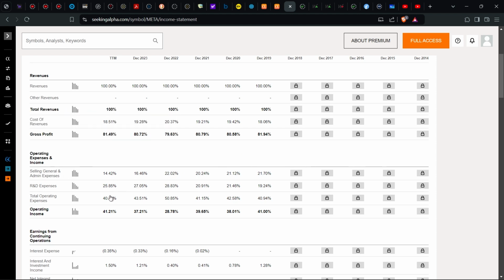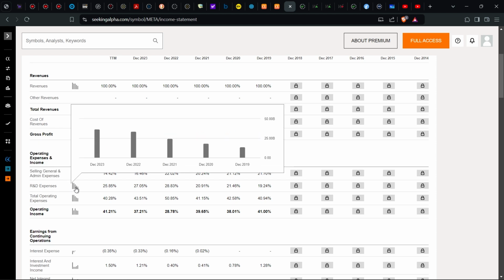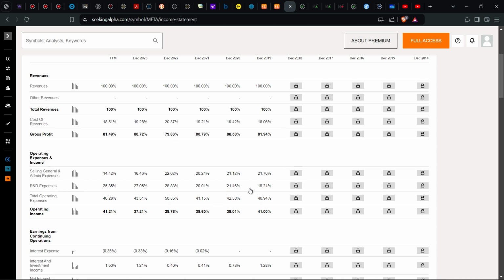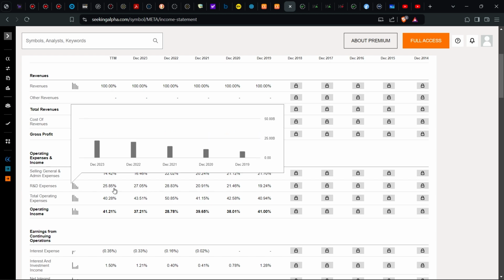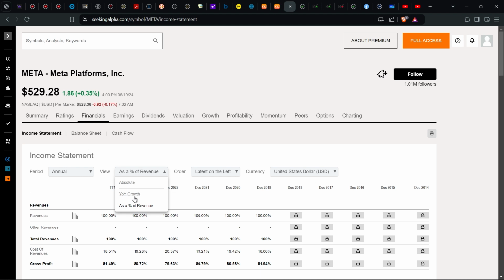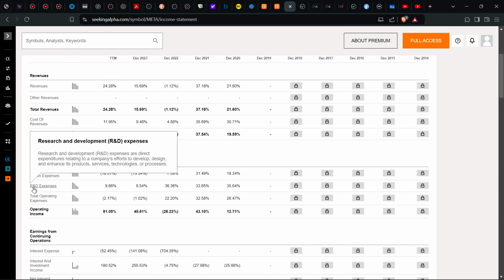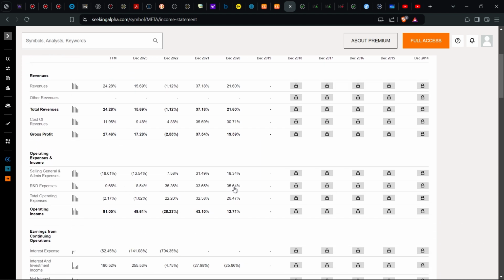Okay. But the R&D expense here has been picking up for some time, and this did raise concerns among investors. So you can even change and view the percentage of YoY growth on R&D expenses to see by which degree they have been increasing. So this again is a red flag and it makes investors worry about the future of the company because they might be spending too much on research and development.